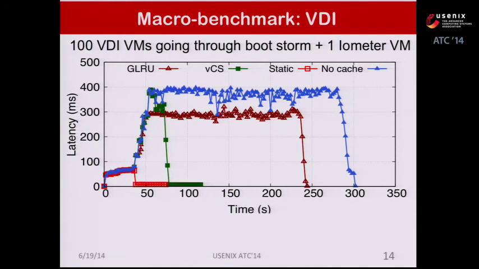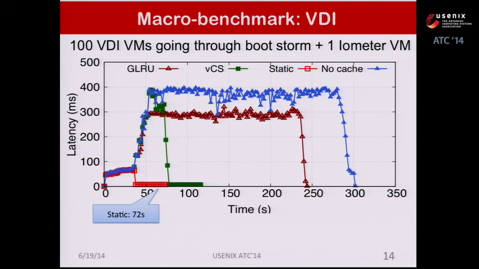As a macro benchmark, we check whether vCacheShare helps to speed up VDI bootstorm. VDI, also known as virtual desktop infrastructure, is a typical virtualization use case with low IOPS but high load spikes. The graph shows latency change and the finishing time of different cache allocation strategies: no cache, static, GLRU, and vCacheShare. The bootstorm completion time varies a lot between them.